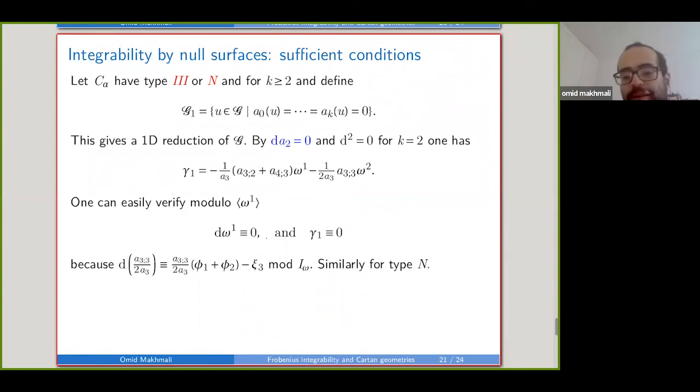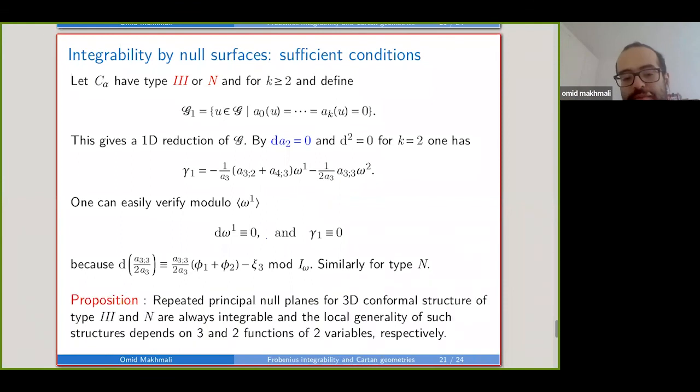And similarly for type N, we can do this. Basically, with almost no effort, we get that repeated principal null planes in 3D conformal structures of type 3 and N are always integrable. And we can easily find how abundant they are locally. They're given by 3 and 2 functions of 2 variables respectively. So there is no need for checking some obstruction. As soon as there's a repeated root of type 3 or 4, then it's integrable as a conformal structure.